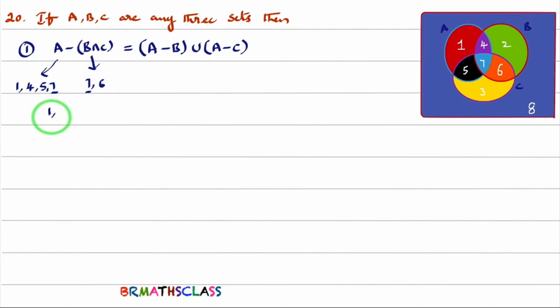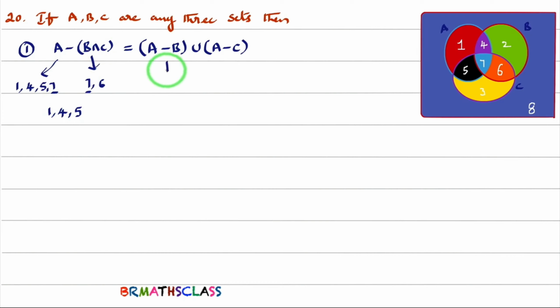So what you will get here is this zone, 1, 4, 5. So here you observe 1, 4, 5. What is this part 1, 4, 5? 1, 4, 5 is A but not B intersection C. A minus B intersection C is the region 1, 4, 5.